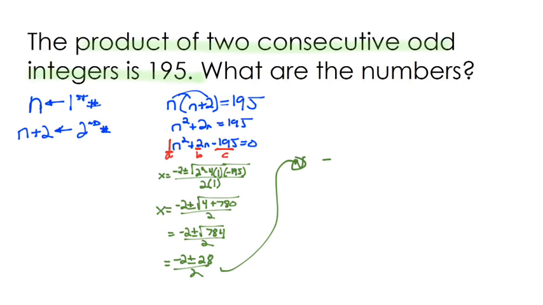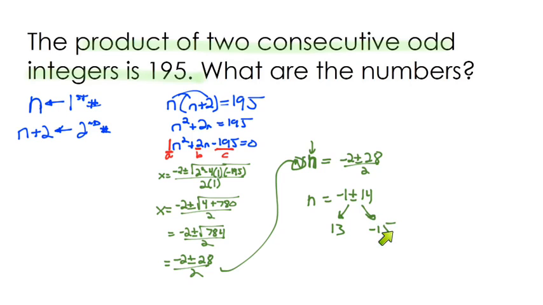We are now at the point where I wrote x equals. I guess I should say n equals since we're using the variable n. So n equals negative 2 plus or minus 28 over 2. I can divide a 2 into both the numbers in my numerator, so I have negative 1 plus or minus 14. Now I'm going to break that into two separate problems, one where I add and one where I subtract. So I have negative 1 plus 14 and negative 1 minus 14.